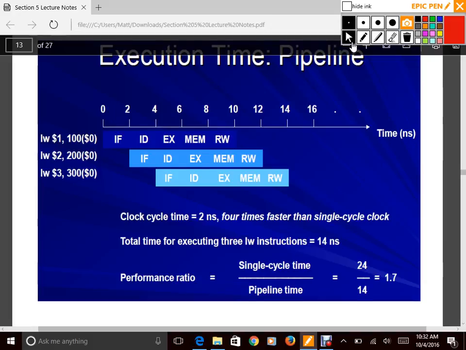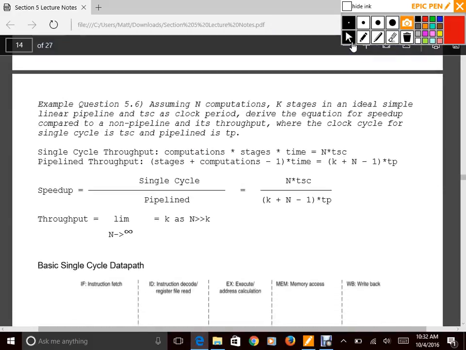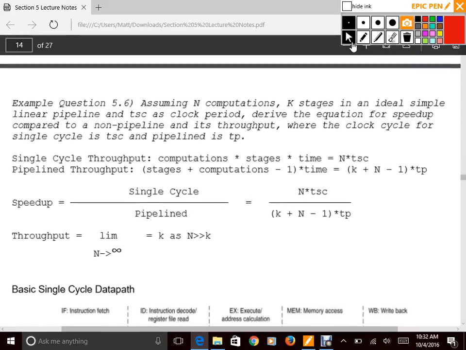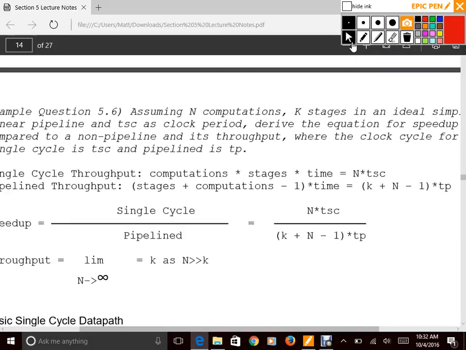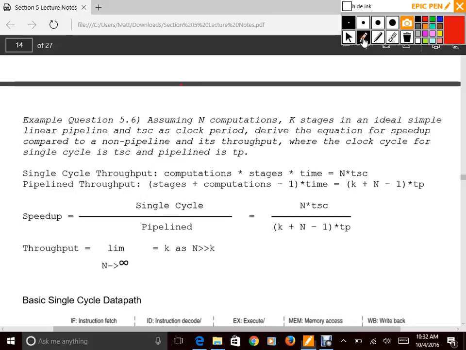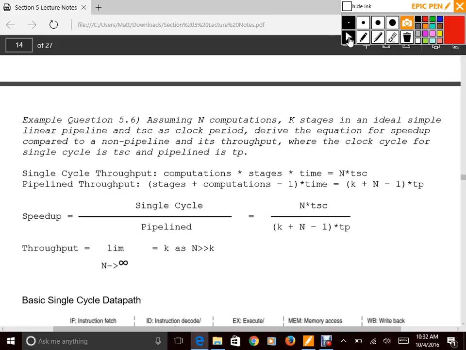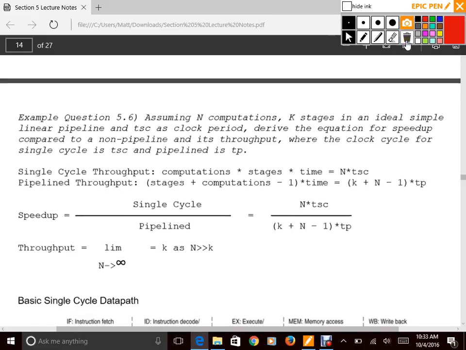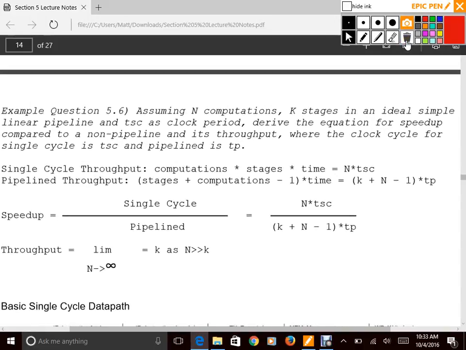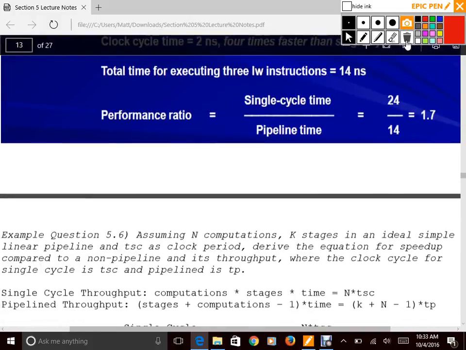All right, so 5.6. Let me zoom in on this one. Expect to see that again. This is a pretty important proof. So, the problem states, assuming n computations, k stages, actually, you know what? Hold on, I'm going to do the same thing I've been doing before, because y'all are going to copy that, and y'all are not going to understand it.